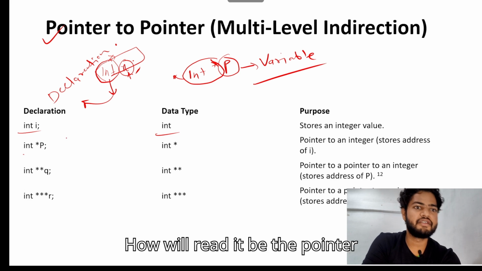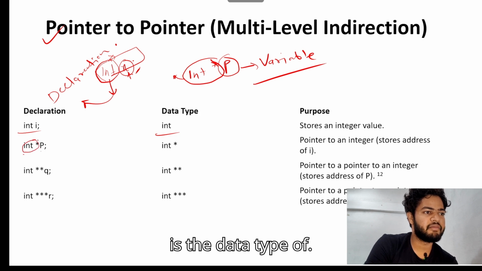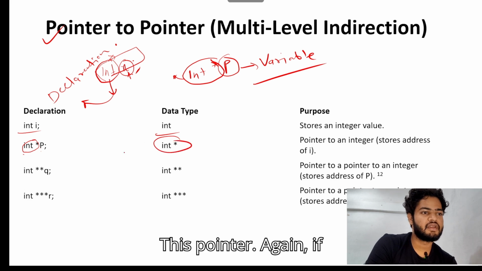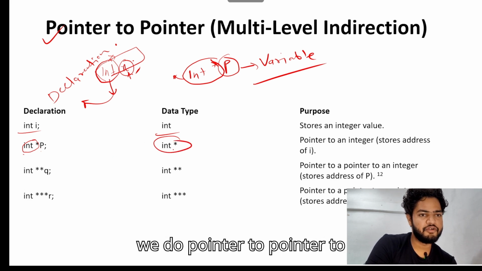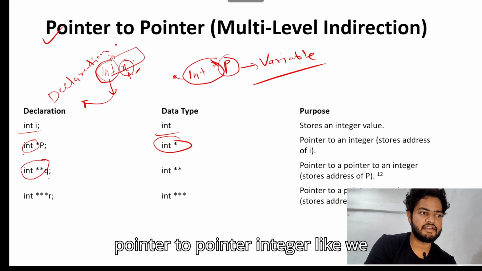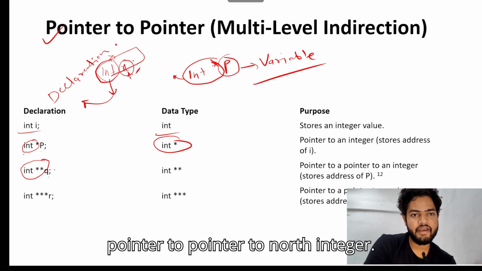How will we read it? P is a pointer to an integer. So this is the data type of this pointer. Again, if we do pointer to an integer, then it is a pointer to an integer. Like we will read it: q is a pointer to an integer.